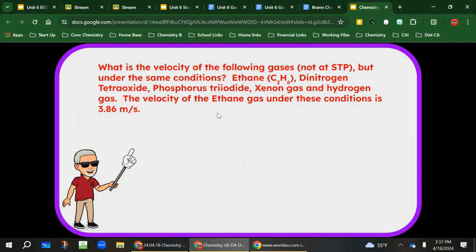Finally, the last question I gave them was this. What is the velocity of the following gases, not at STP but under the same conditions? Ethane, C2H6, dinitrogen tetroxide, phosphorus triiodide, xenon gas, and hydrogen gas. The velocity of ethane gas under these conditions is 3.86.